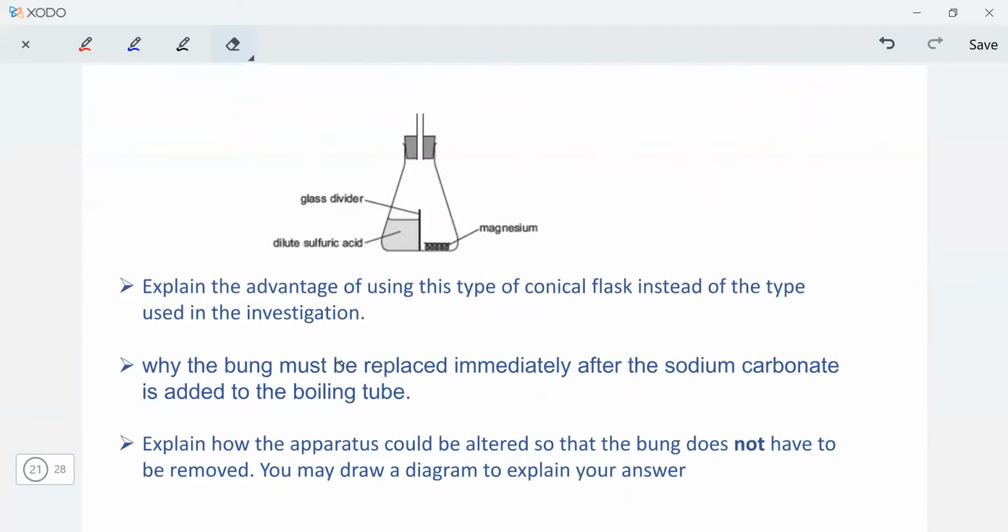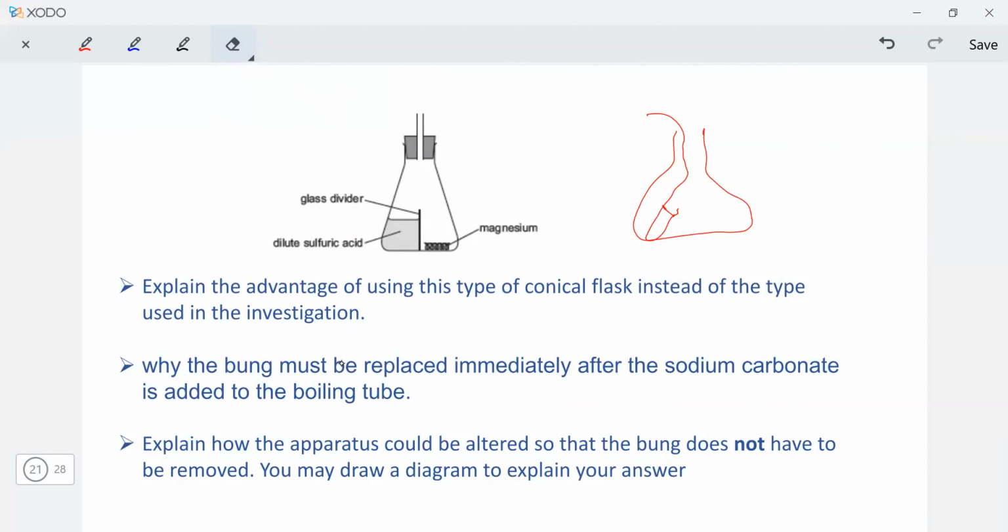Here I have this question. Explain the advantage of using this type of conical flask instead of the type used in the investigation. In this experiment, I'm using a sponge, and if I am going to remove the sponge, this will take a lot of time to set up the experiment. So it's easier for me to use this divided flask or use a tube. In this tube, I'm going to put a thread and use a small test tube or boiling tube. I'm going to put the other reactant in the test tube. So using a divided flask, or a small test tube with one of the reactants inside, is very important so that I can control the starting of the experiment.